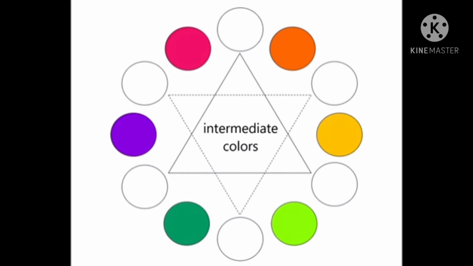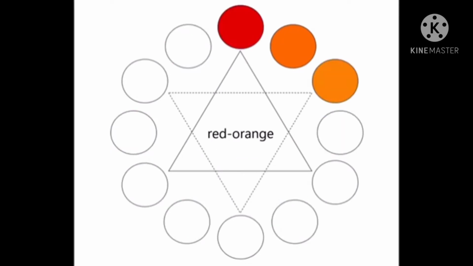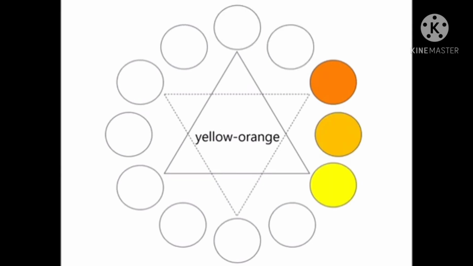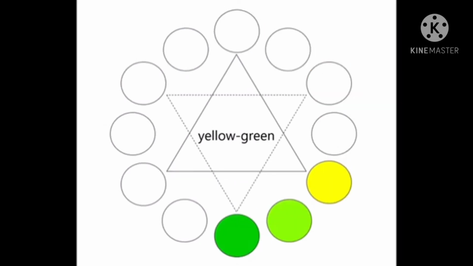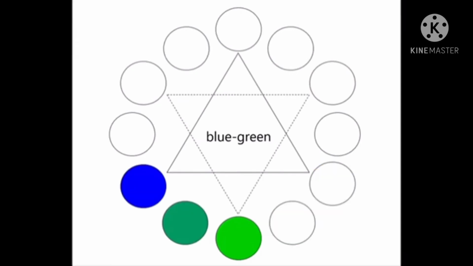Intermediate colors are also known as the tertiary colors. The intermediate colors are achieved by mixing a primary to an adjacent secondary color. Mixing red and orange, for example, creates the intermediate red-orange. The primary color is also named first because it is the strongest in the mix. Yellow-orange is created by mixing yellow and orange.